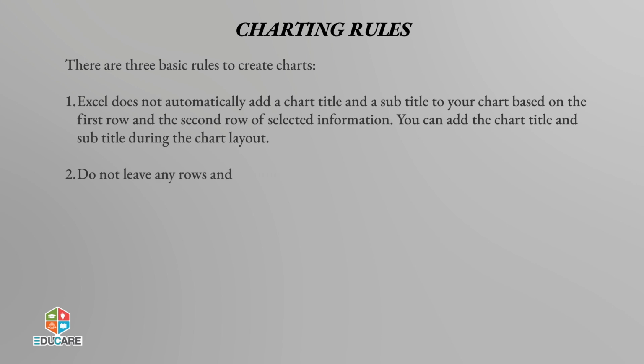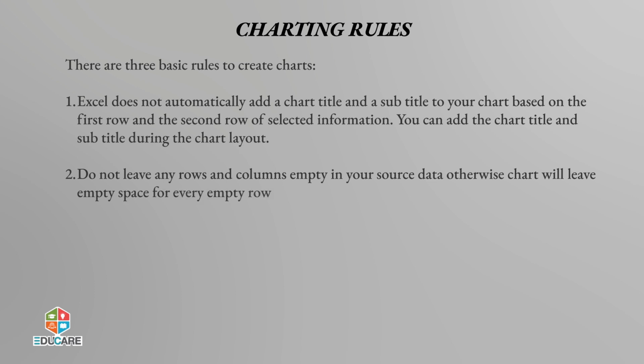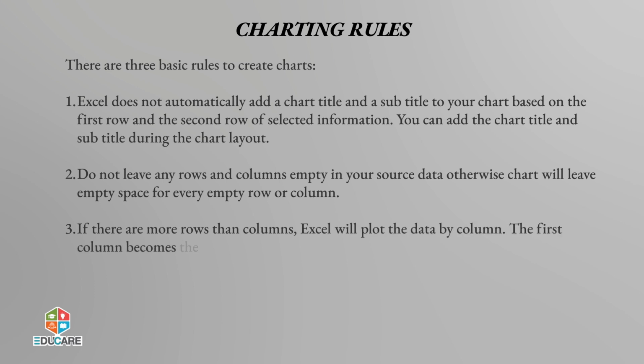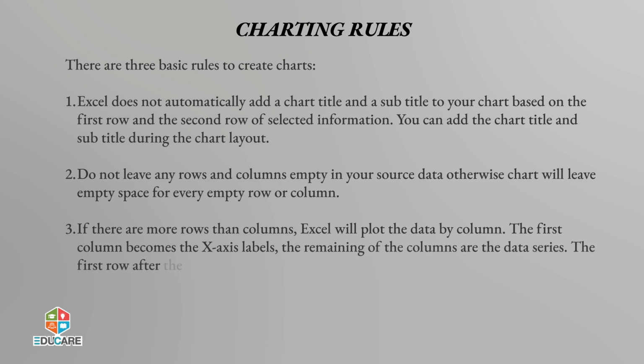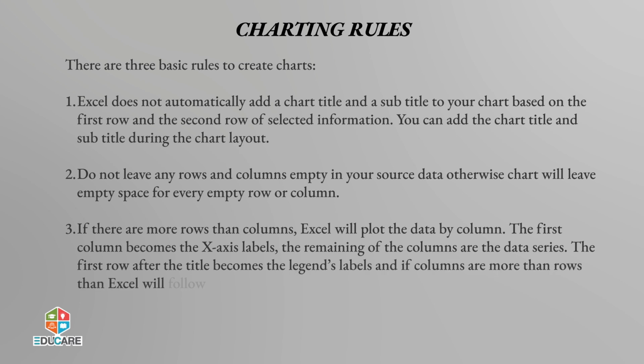Do not leave any rows and columns empty in your source data, otherwise the chart will leave empty space for every empty row or column. If there are more rows than columns, Excel will plot the data by column. The first column becomes the X-axis labels. The remaining columns are the data series. The first row after the title becomes the legend labels. And if columns are more than rows, then Excel will follow the same rule but vice versa.